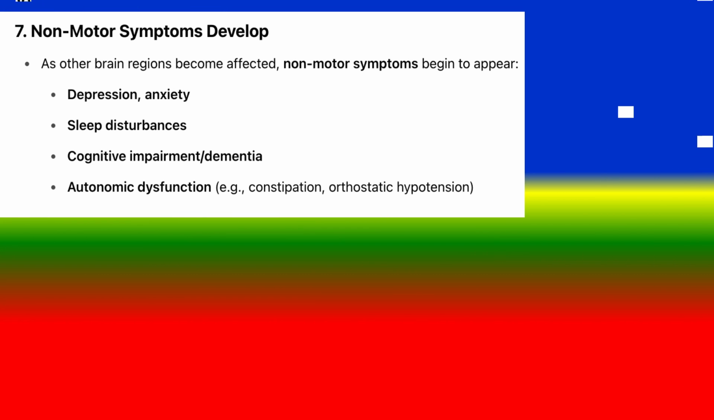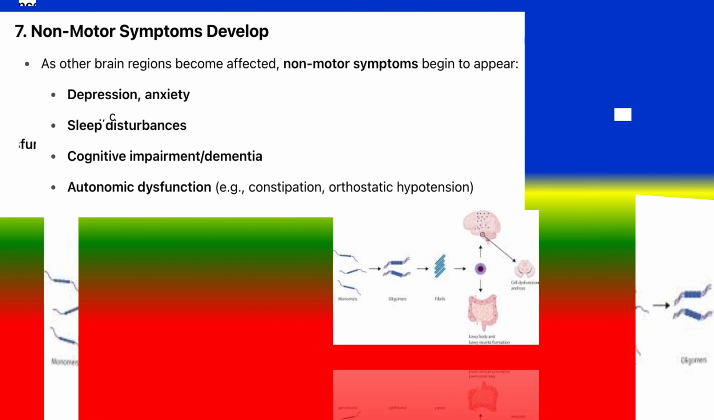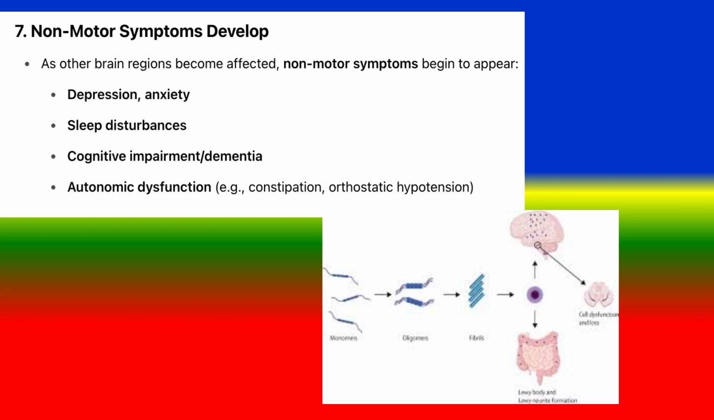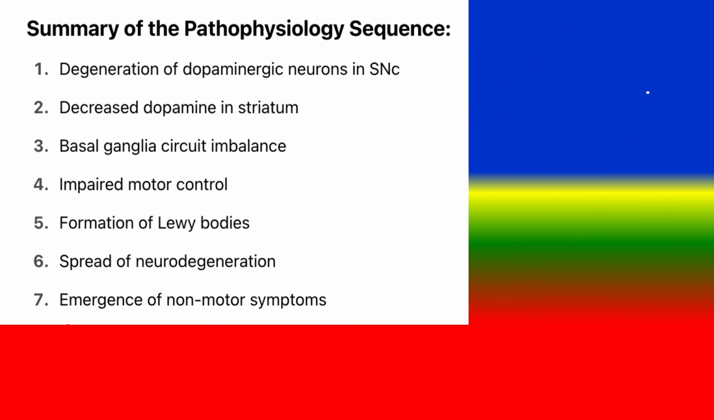7. Non-motor symptoms develop. As other brain regions become affected, non-motor symptoms begin to appear: depression, anxiety, sleep disturbances, cognitive impairment, dementia, and autonomic dysfunction, e.g. constipation, orthostatic hypotension. Summary of the pathophysiology sequence.